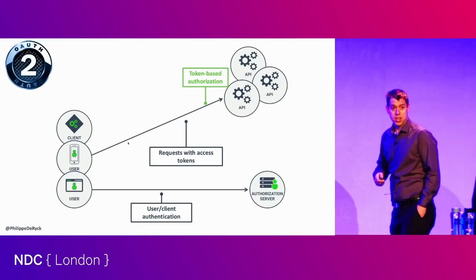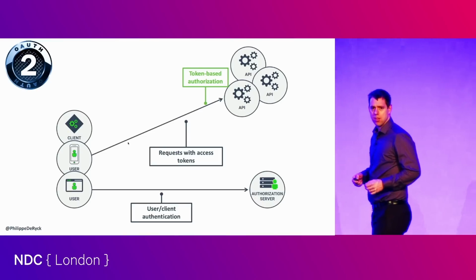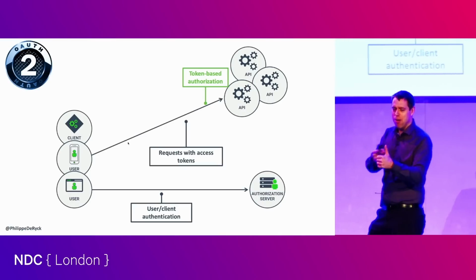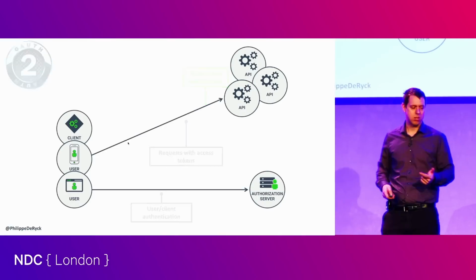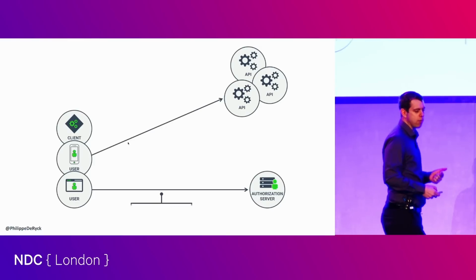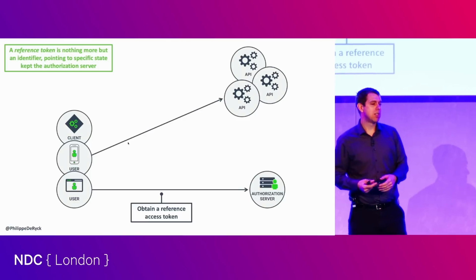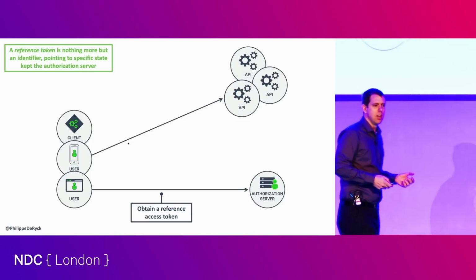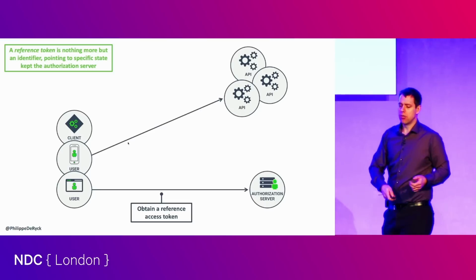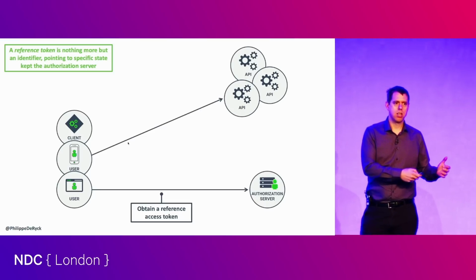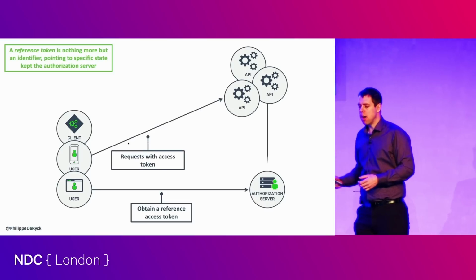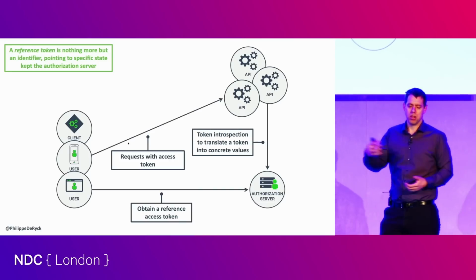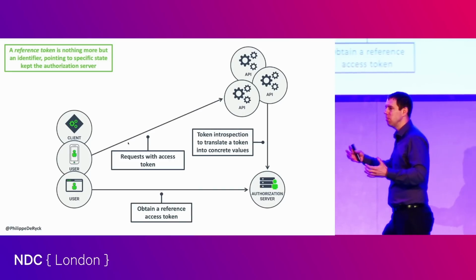Did you know that OAuth has two types of tokens? Somebody's nodding yes, good. You have reference tokens and you have self-contained tokens. Here's how a reference token works. A reference token is called an access token, but it's basically just like a random ID. It doesn't contain anything, and it points to state kept by the authorization server, server-side state. So even in OAuth, you have tokens that represent a session ID. We just call them an access token because we don't want to call them a session ID, but they represent the same thing as a session ID.